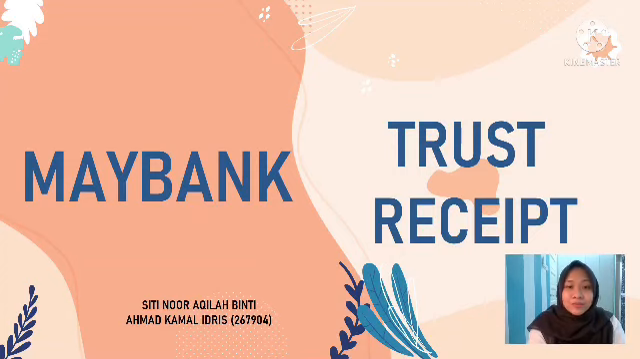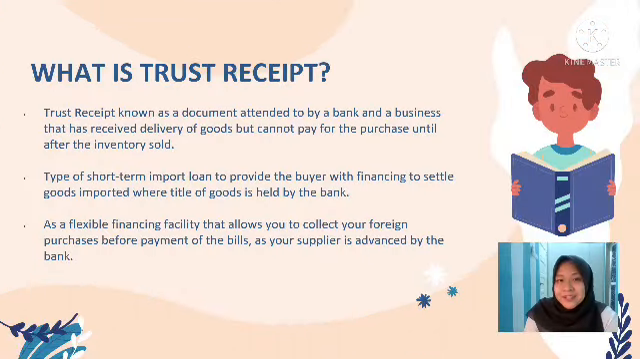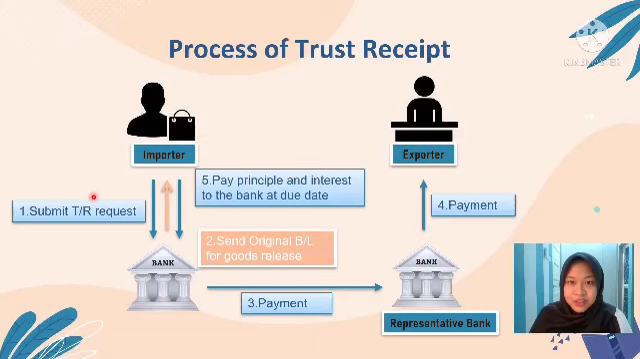For my part, I would like to discuss the trust receipt. What is a trust receipt? A trust receipt is a document issued by a bank to a business that has received delivery of goods but cannot pay for the purchase until after the inventory is sold. It is also a type of short-term import loan that provides the buyer financing to settle imported goods, where the title of the goods belongs to the bank. It is also a flexible financing facility that allows you to collect your foreign purchase before you make payment of the bill, as your supplier is paid in advance by the bank.